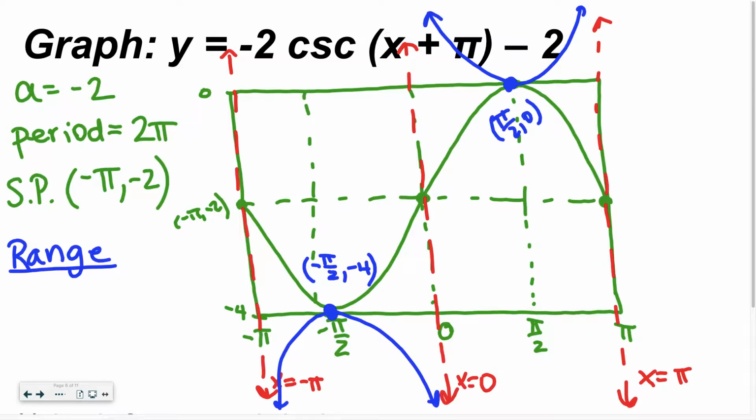Guy, what's our range? Okay. We're going to put brackets on -4 and 0 because we do have coordinates there. So negative infinity to -4 and 0 to infinity. Basically, it's like the inverse of what the range would be for sine, the reciprocal.